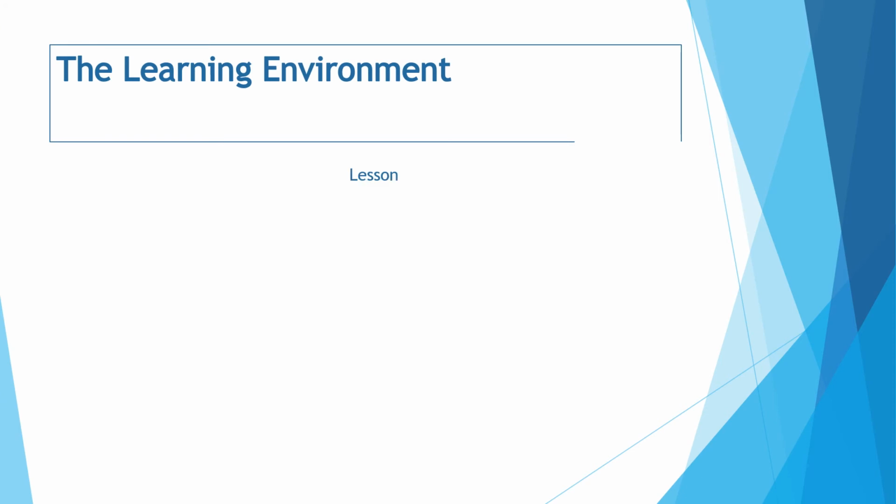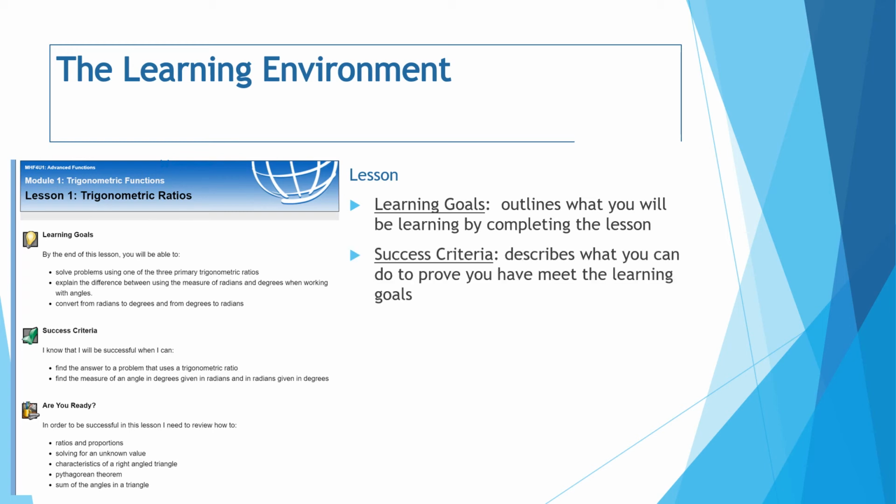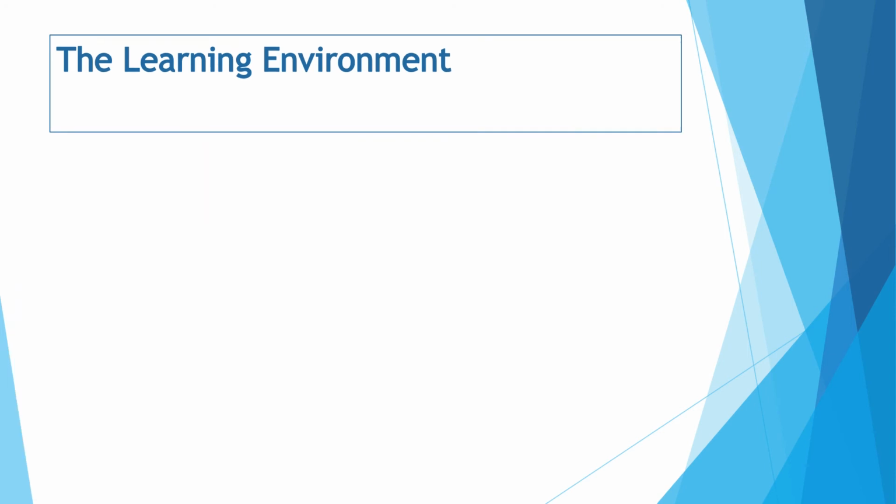The lesson. The first few parts of your lesson are reading for you. Learning goals describes for you what you'll be learning by completing the course. Success criteria describes what you'll be able to do to prove you've met the learning goals. Are you ready is a list of prior knowledge you should have to start the lesson so you will be successful.